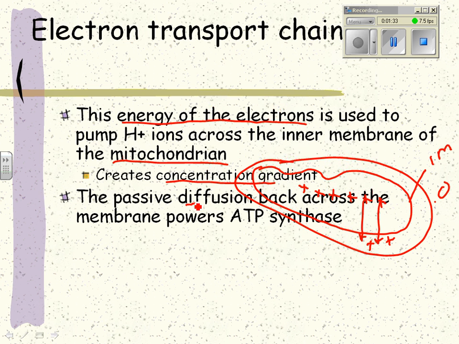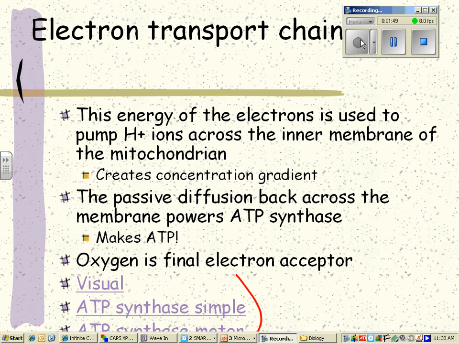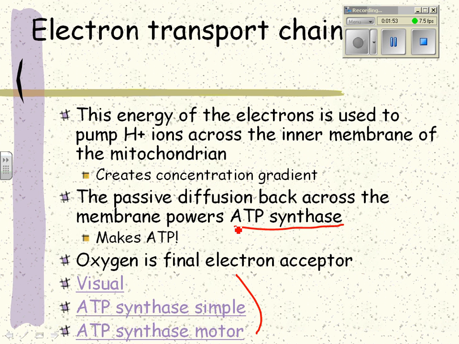And then diffusion of those back across the membrane powers something called ATP synthase. I'm just going to show you what this is. Again, it's not super important that you understand everything about this for this class. ATP synthase is a molecule inside of every mitochondria, and lots of them, that makes ATP. I'm going to show you what it looks like. It's really pretty cool. I think it's pretty cool.